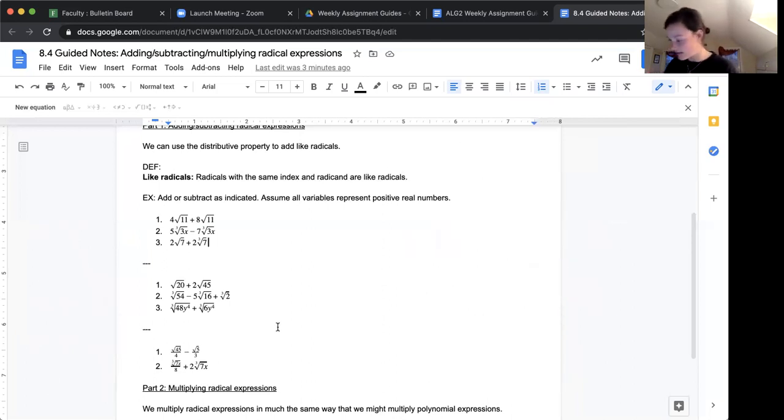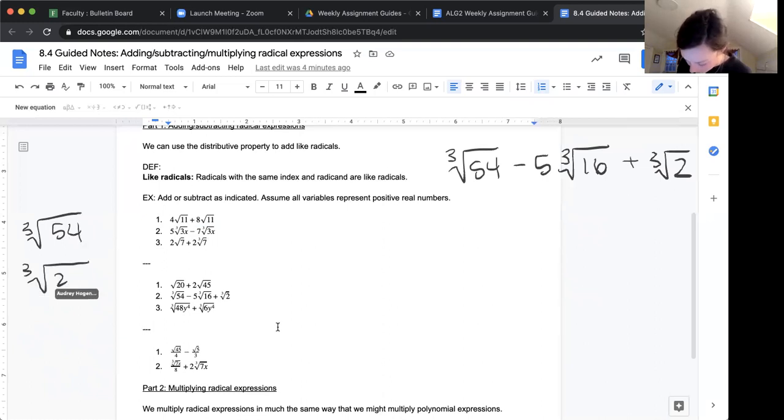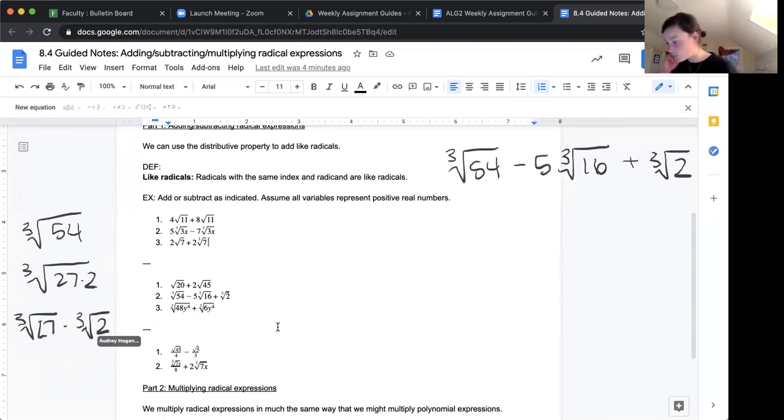Let's do another example. Next up, we have cube root of 54 minus 5 times the cube root of 16 plus the cube root of 2. So let's start with the cube root of 54. I can simplify it to the cube root of 27 times 2, so cube root of 27 times the cube root of 2. I know that the cube root of 27 is 3, so I can rewrite this as 3 times the cube root of 2.